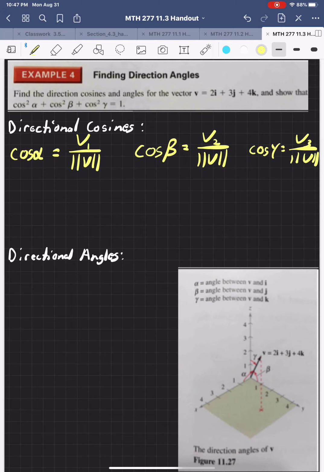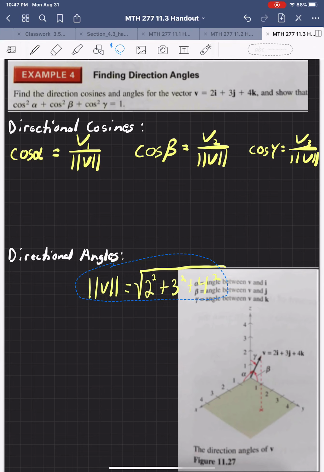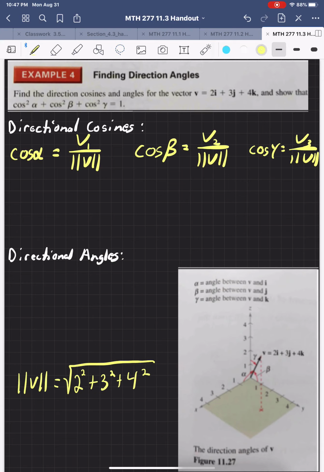So clearly, in each of these scenarios, I'm going to need to know the magnitude of v, so we should start there. The magnitude of v is going to be the square root, and let's just go down the line, so that's 2 squared plus 3 squared plus 4 squared, which is just the square root of 29.